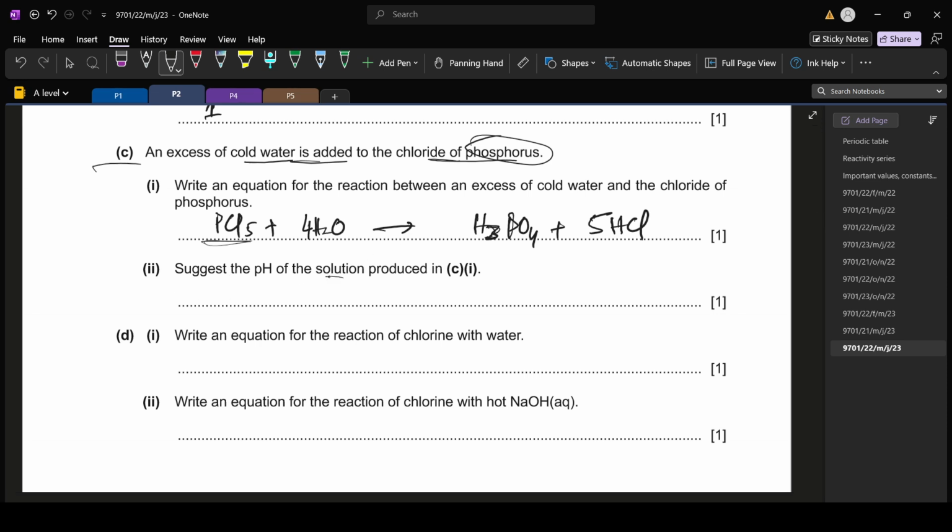So suggest the pH of the solution produced. You can see that two strong acids are produced, one is phosphoric acid and the other is HCl.